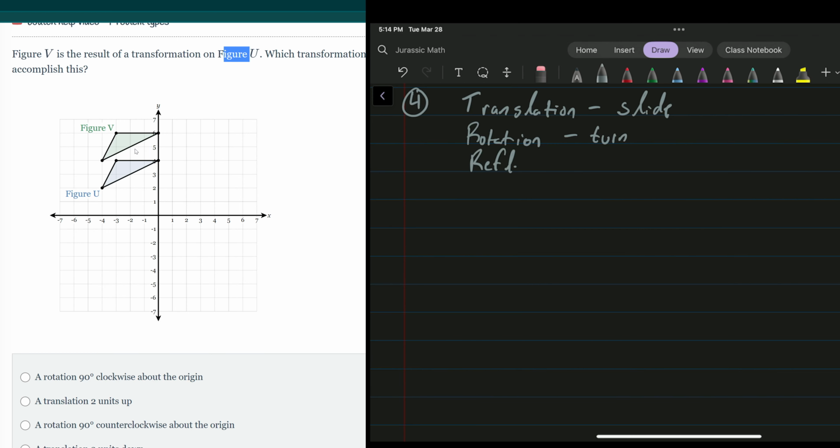Reflect is to mirror. And dilate is to enlarge or shrink.